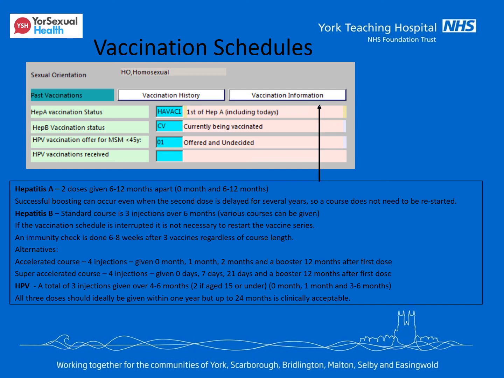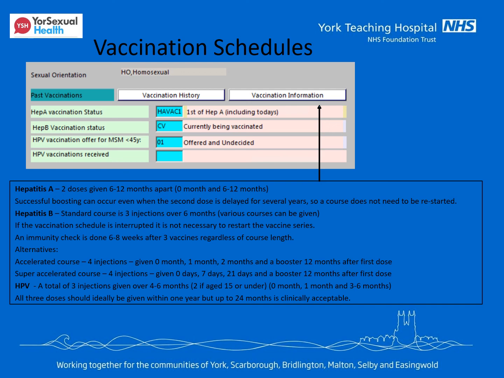So the accelerated courses tend to be 4 injections. One can be given as 0, 1, 2 months, but then needs a booster at 12. But the super accelerated course, which we would probably reserve for sexual assaults or very recent high risk exposures where you want protection quicker and some back protection, then you might give it at 0, 7 days, 21 days, and then for long-term protection they would also need a booster at 12 months. Again, within this course, it doesn't really matter where you are. You can just resume vaccination. So if they had one vaccine 6 months ago and come in, you can still give them the second vaccination.